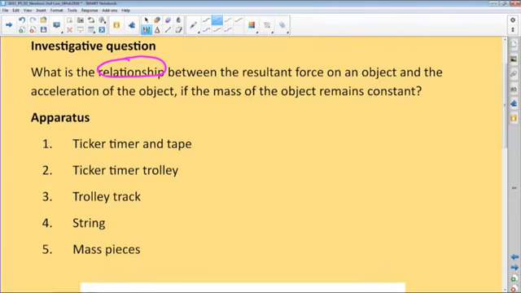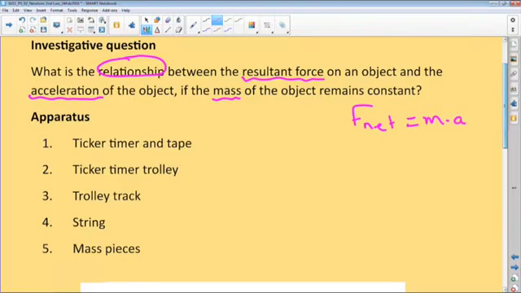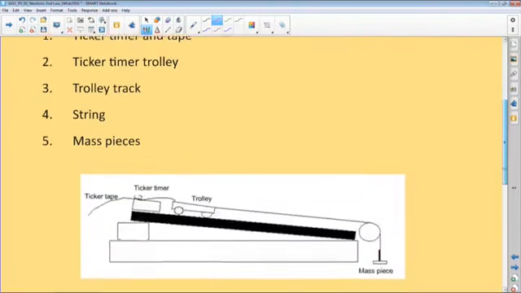Okay, so let's just see what we've got. We've got resultant force, we've got acceleration, and we've got mass. So we've got the three things from Newton's second law. So those three concepts are there. What are we going to use? First thing we're going to use is a ticker timer and a tape. We're going to use a ticker timer trolley, a trolley track, so somewhere for the trolley to run, string, and mass pieces, something to give this object extra mass.